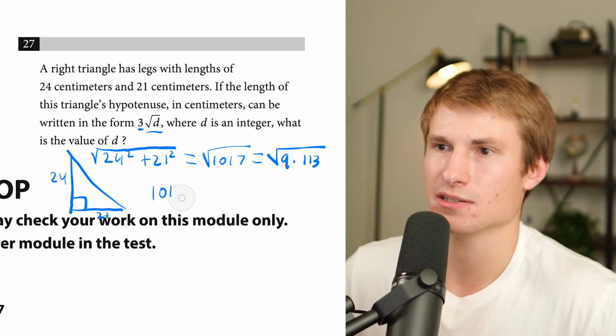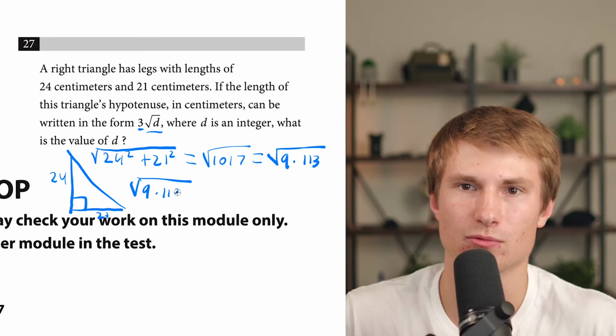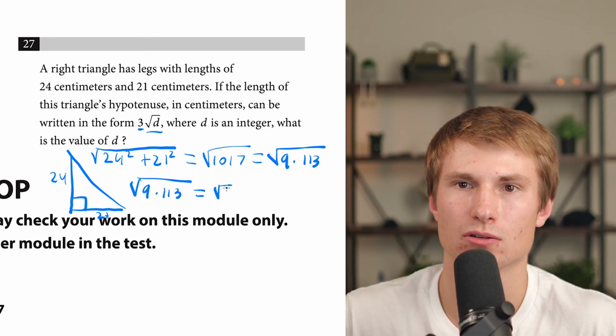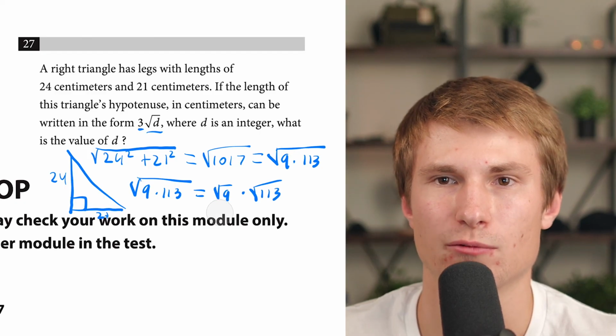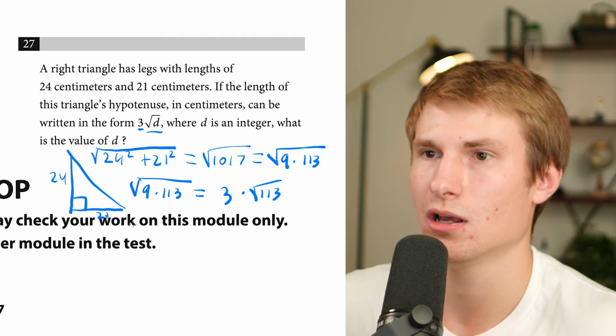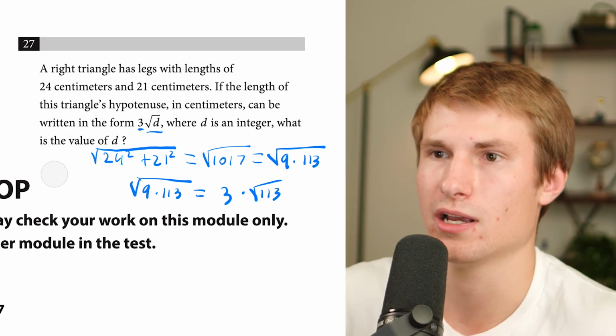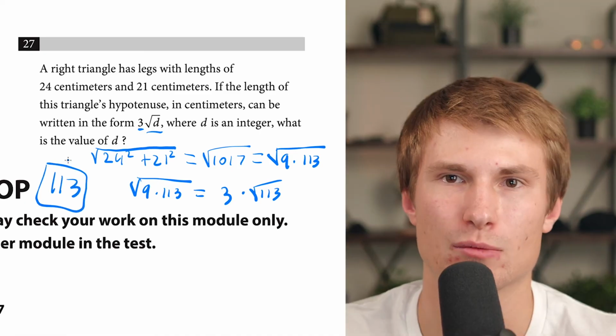Okay, and as you can see, that's the same. Now, what is also the same is root 9 times 113 is also equal to root 9 times root 113. Now root 9 we know is also equal to 3. So now we have 3 times root d, and d is 113. Okay, so we know our answer then has to be 113. Okay, so that one's not too difficult. It's mostly just about understanding how to pull out numbers from underneath the square root.